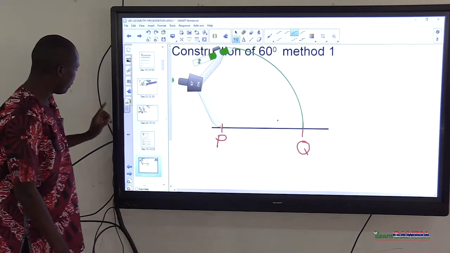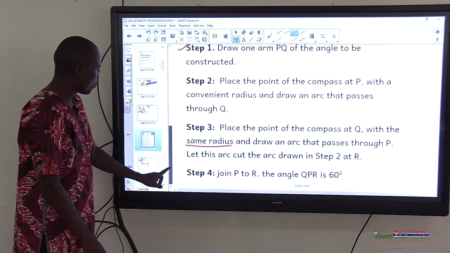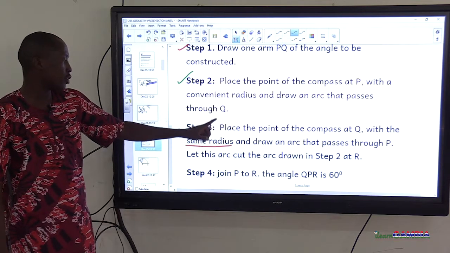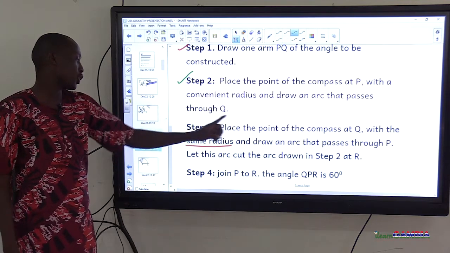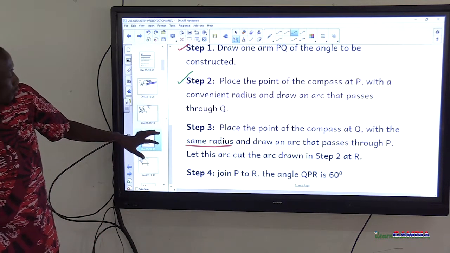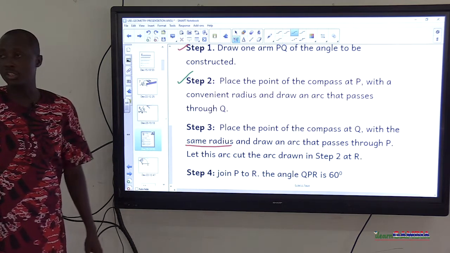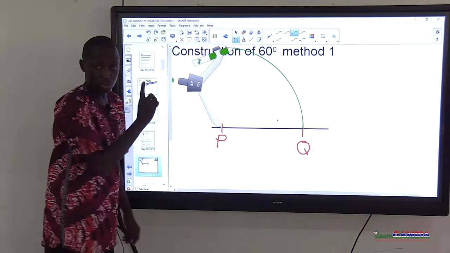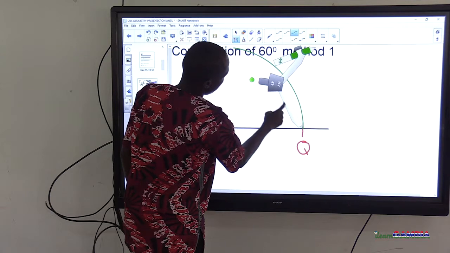Now what did step 3 say? We have just done step 2. Step 3 says, place the point of the compass at Q. With the same radius, draw an arc that passes through P. Let this arc cut the arc drawn in step 2 at R. Let's go back there. The same radius, it is not to be changed. We bring it here.